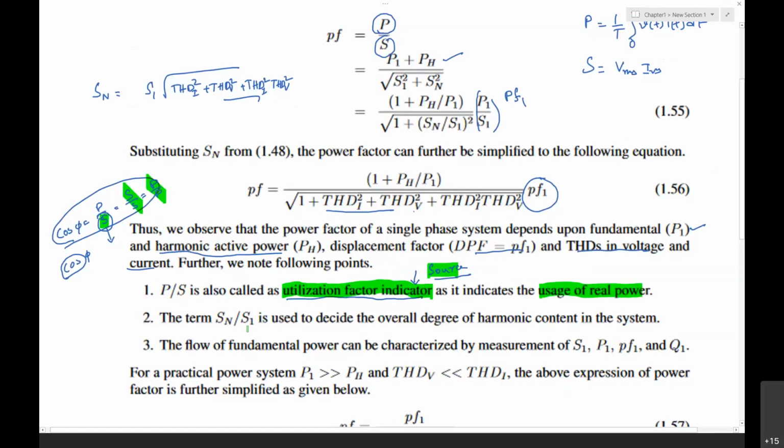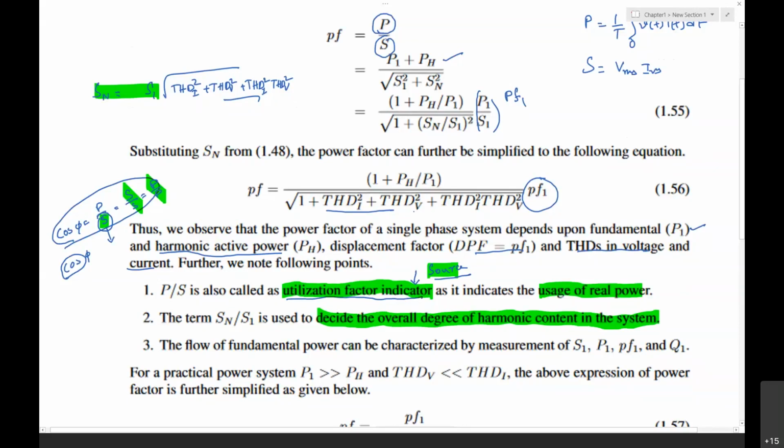Okay. The term Sn by S1 is used to decide the overall degree of harmonic content in the system. In this equation, if Sn is a very low value or it is 0, then there won't be any distortion in the current or distortion in the voltage. The term Sn by S1 is used to decide the overall degree of harmonic content in a system.